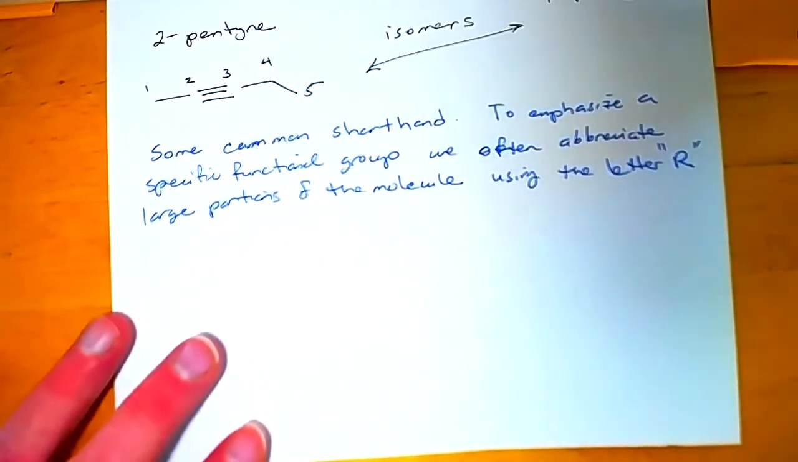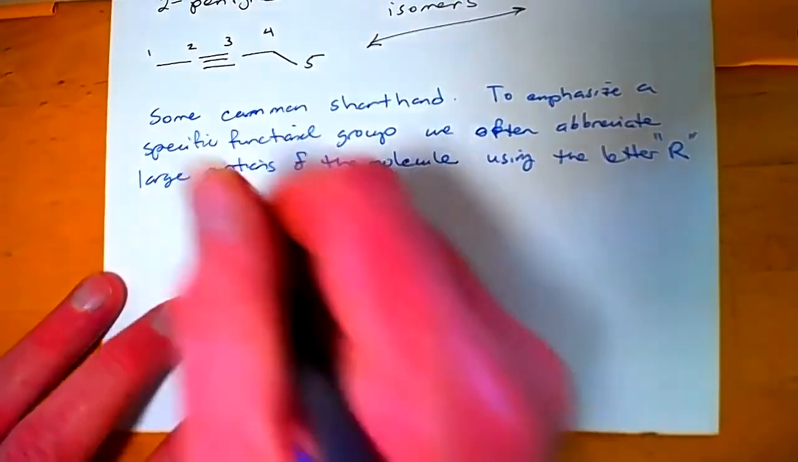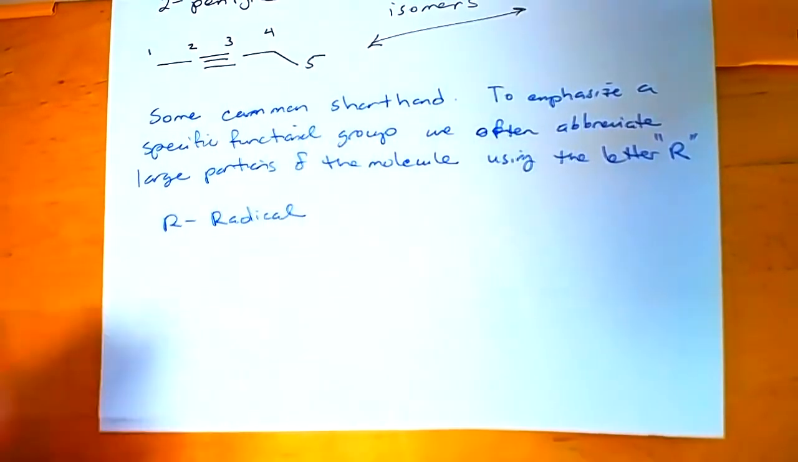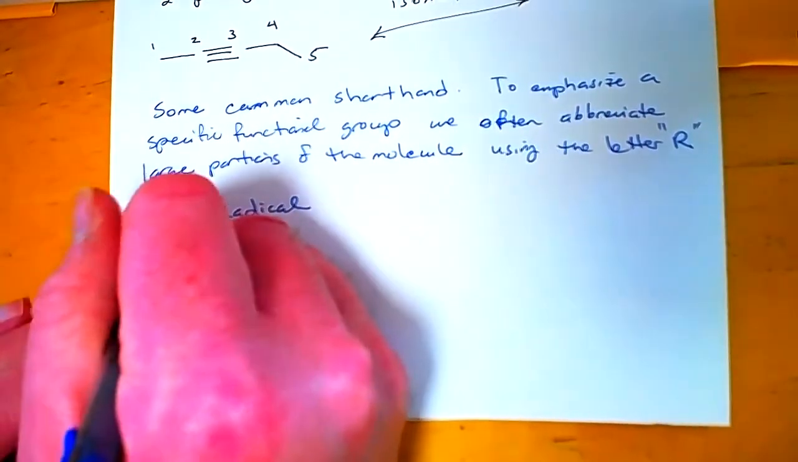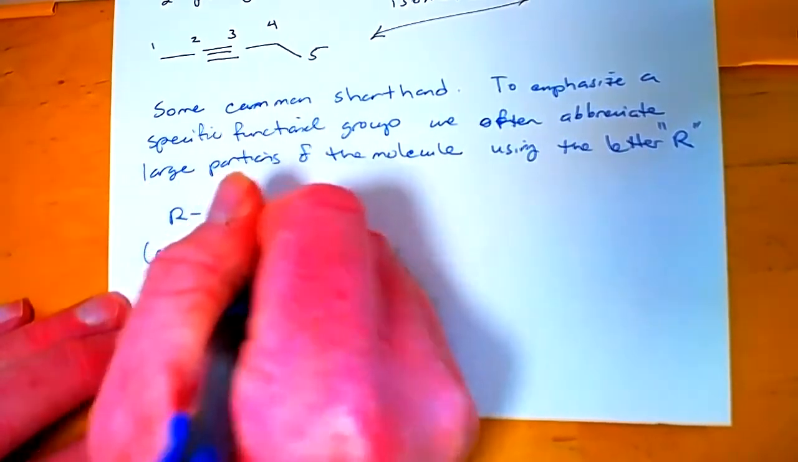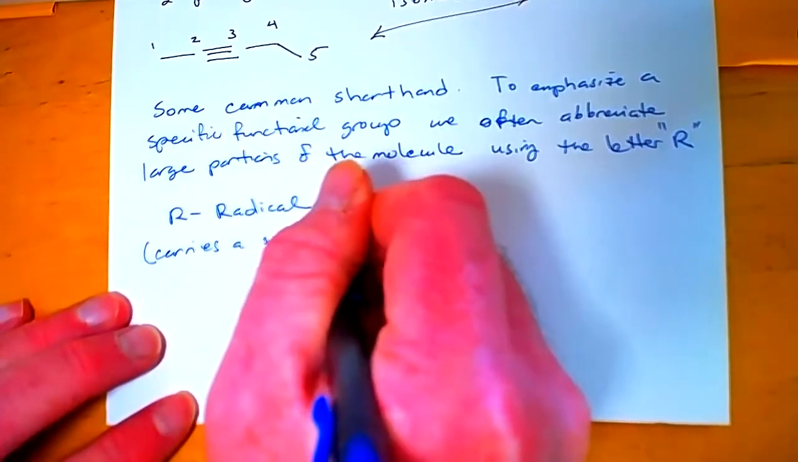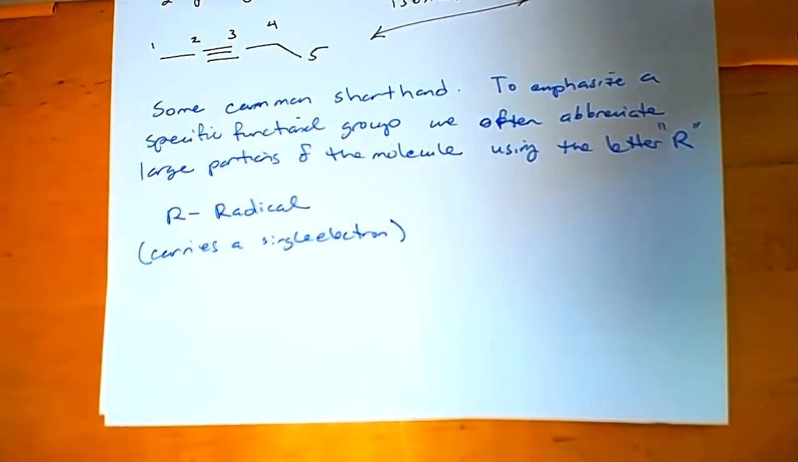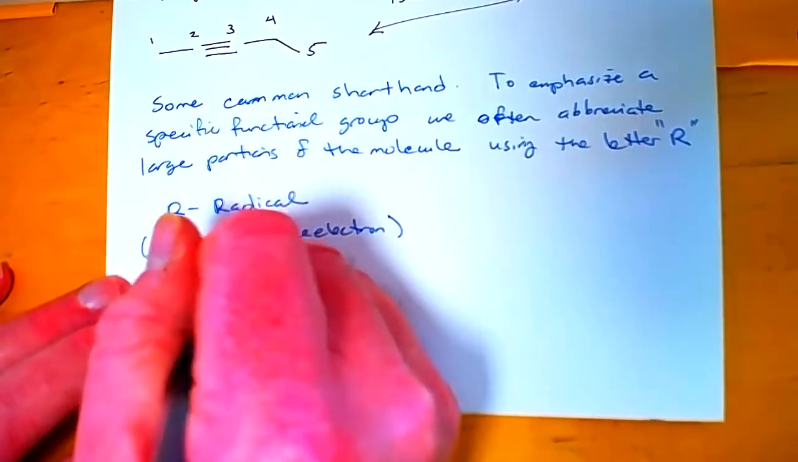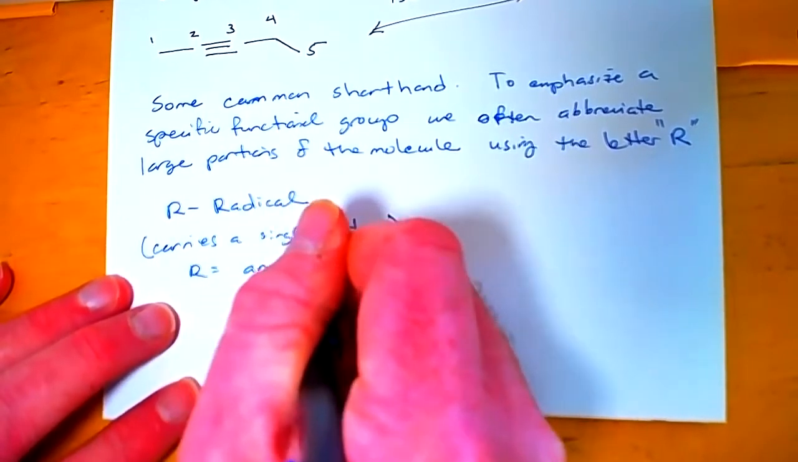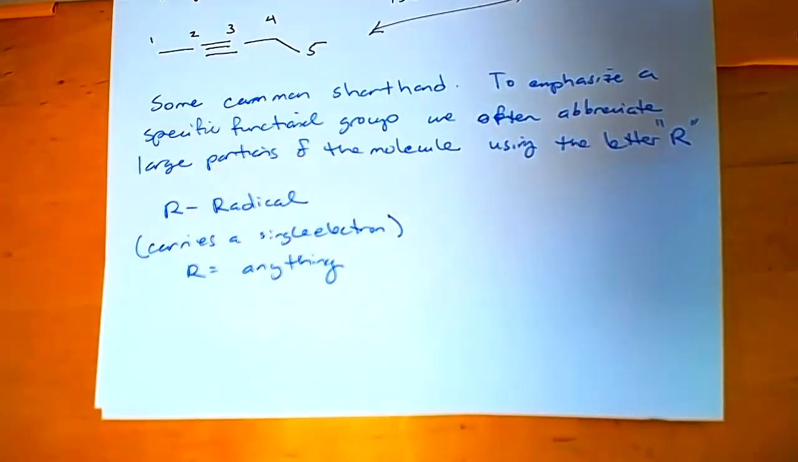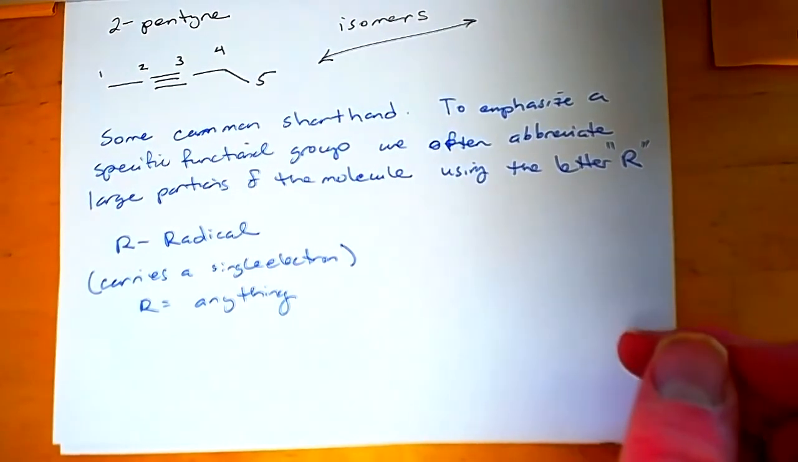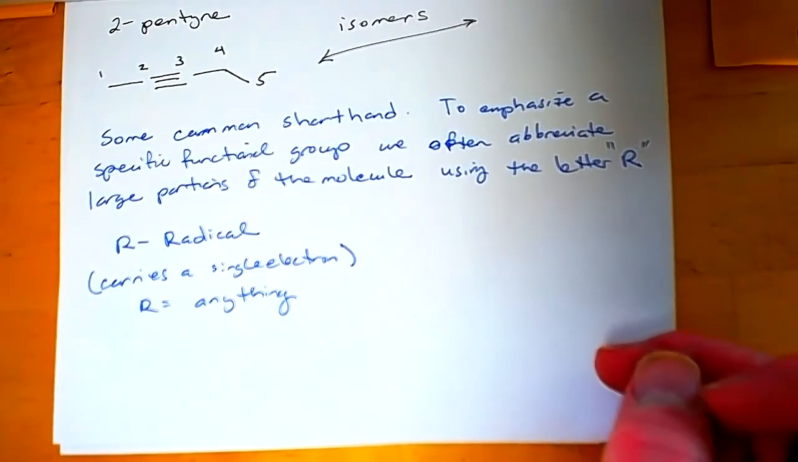Okay. Now, for the letter R, the R is short for a type of species that's known as a radical. And what that essentially means is that it carries a single electron. Now, since every atom has at least one electron in it, well, then that really means that R could represent anything you want it to be, okay, including hydrogen, all right? So oftentimes it's necessary to specify what R is not, rather than saying what R is.